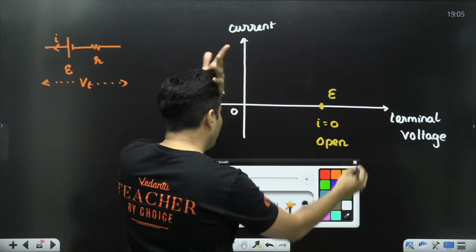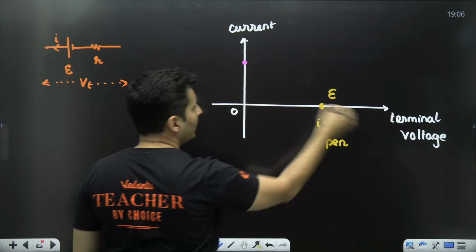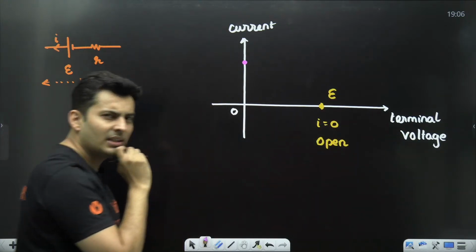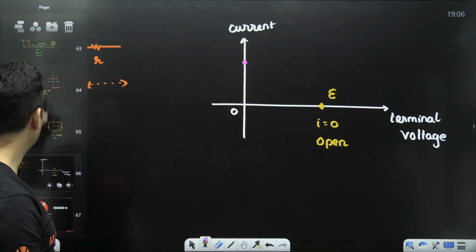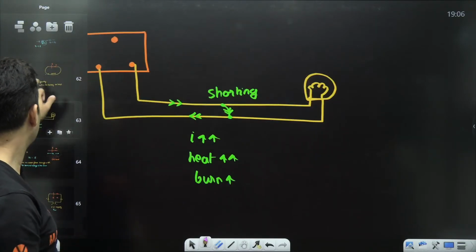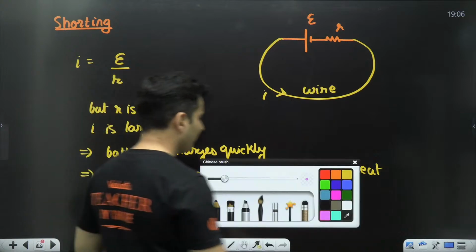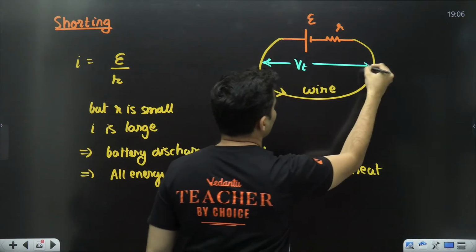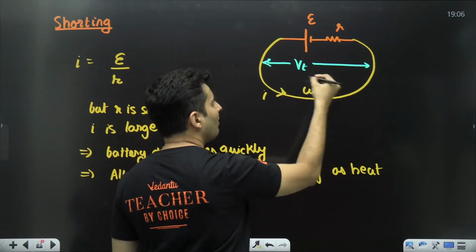Then take the other point over here, just this particular point. Then the terminal voltage is zero, but there is current. When is the terminal voltage zero? That will happen in the case of shorting, guys. In the case of shorting, observe over here. What is the voltage difference between these 2 points? It's on a wire.